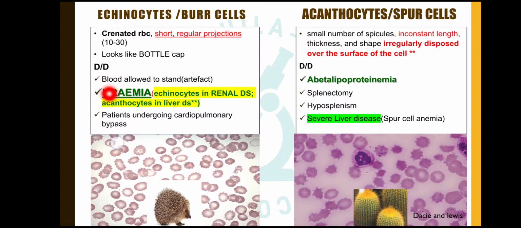The differential diagnosis is, one, the artifact. If the blood is allowed to stand and we delay making the blood smear, we can see these echinocytes or Burr cells very commonly. Secondly, very important, uremia. Echinocytes are seen in renal disease, while acanthocytes are seen in liver disease. This you have to remember. Another condition is patients undergoing cardiopulmonary bypass. So these echinocytes, Burr cells, are short, regular, and about 10 to 30 in number, while acanthocytes, acantho meaning thorn, are like spicules, small in number, and irregular in length.